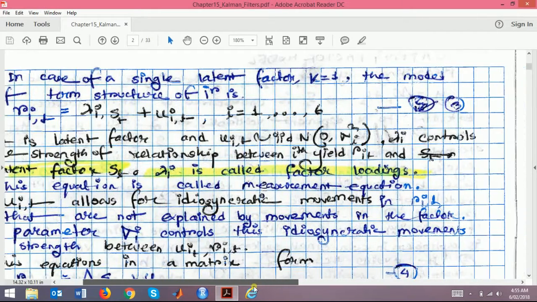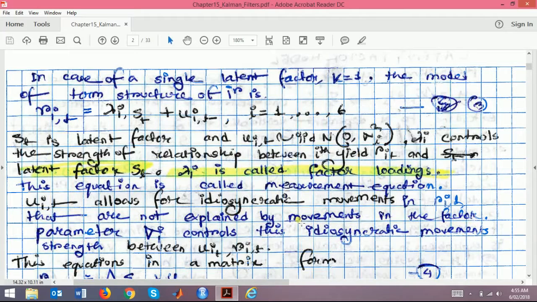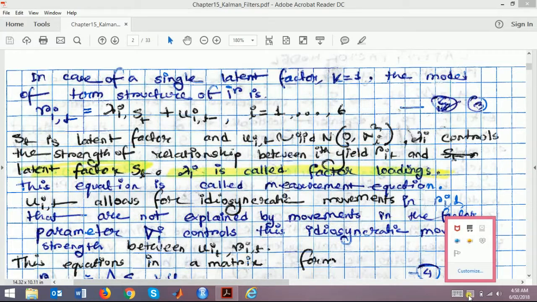In case of a single latent factor, or k equals 1, the model of the term structure of interest rates becomes, in place of y put r_i, the interest rate at time t is r_it = lambda_i s_t + u_it, where i is equal to 1 to 6. s_t is a latent factor, and the residual is IID with zero mean and sigma squared variance. Lambda_i controls the strength of relationship between the ith yield and the latent factor s_t. So lambda_i here is called a factor loading.